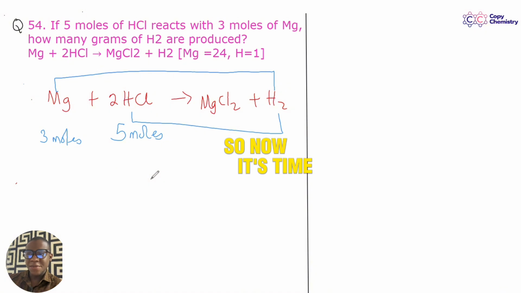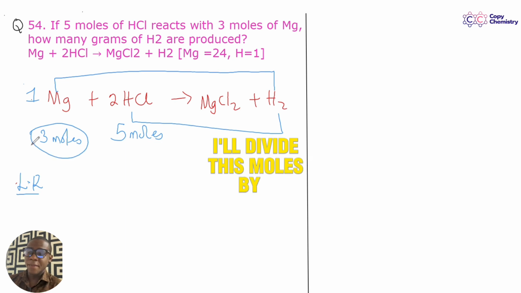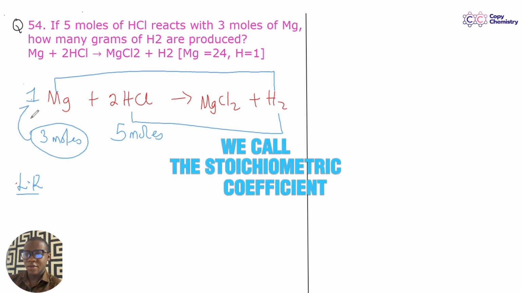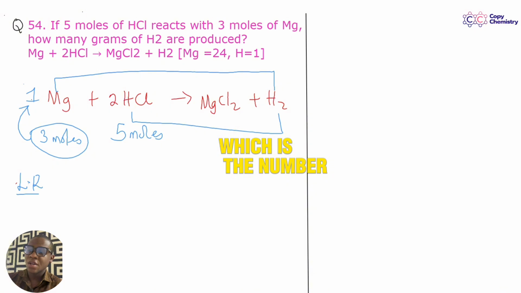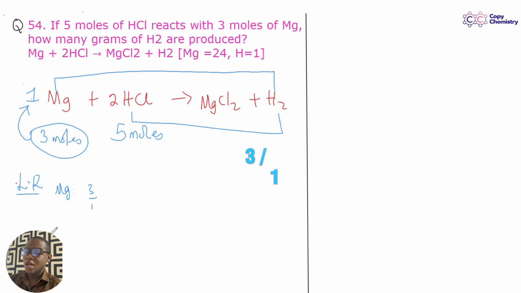So now it's time to figure out which of these is the limiting reagent, Mg or HCl? If I want to know what the limiting reagent is, I'll just write LR here. What I'll do quickly is divide the moles by the stoichiometric coefficient, which is the number in front in the balanced equation. So for magnesium, I would have 3 divided by 1, and for HCl, my second reagent, I would have 5 divided by 2.